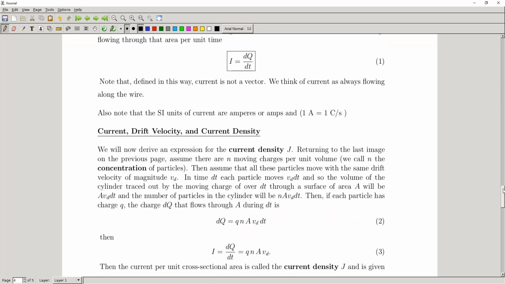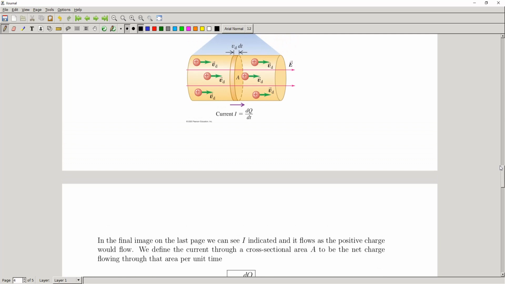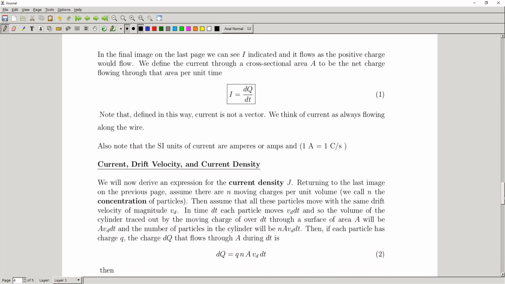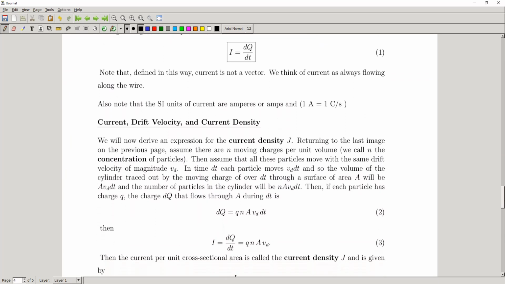Current comes with SI units of amperes, or often just called amps, and 1 amp is 1 coulomb per second. So when we say 1 amp of current, that means that we have 1 coulomb per second of charge going through this cross-sectional area. And so that's our definition for current.